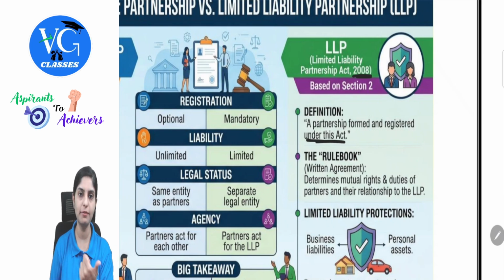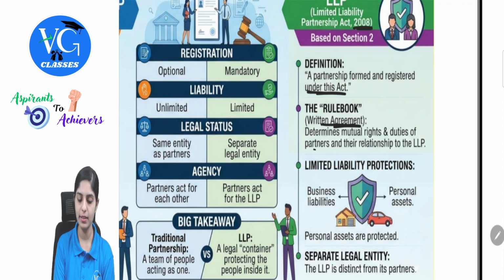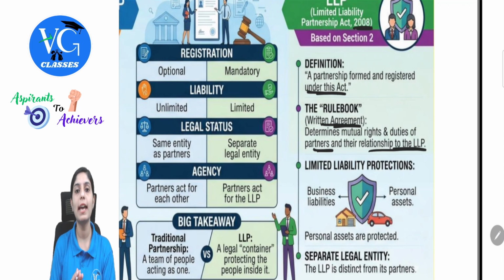What is partnership? We have an idea. So in this structure, the main rule book or the objective here is that there should be a written agreement. This is very important, which determines mutual rights and duties of partners and their relationship to the LLP. So basically what it enhances here is that there should be clear points mentioned with respect to what is the role, what is the responsibility played by each and every partner, and how the contribution works towards the LLP.